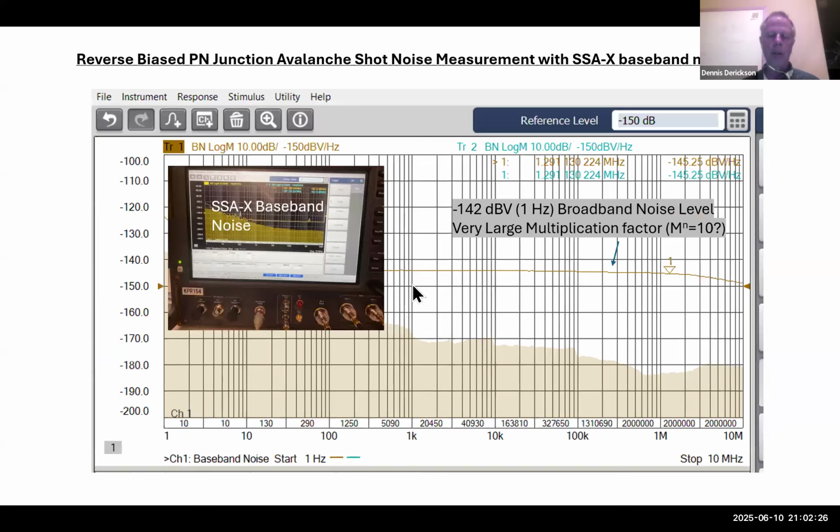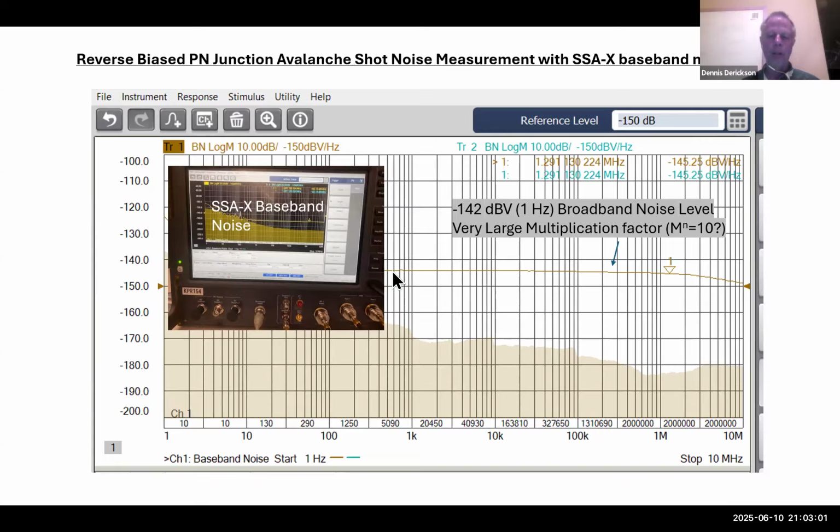And here's what I got when I did the measurement. So I have this SSAX baseband noise measuring noise from 1 hertz to 10 megahertz at this input right here. And this line here represents the noise as measured by the SSAX, and it goes all the way down to very low frequencies. But the measured value I had here was about minus 142 dB volts in a 1 hertz bandwidth.